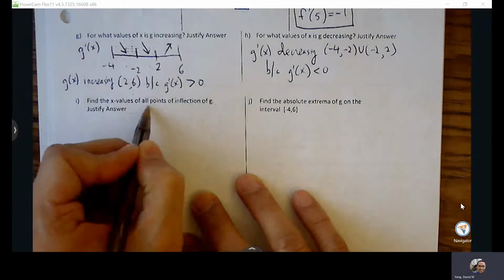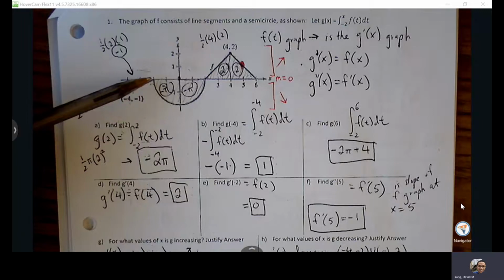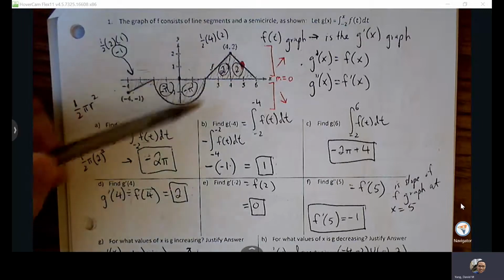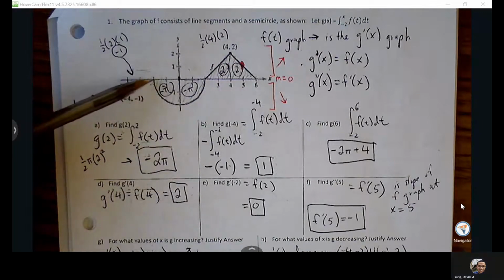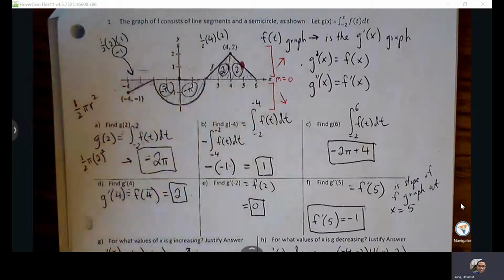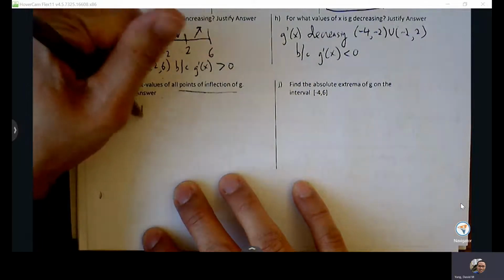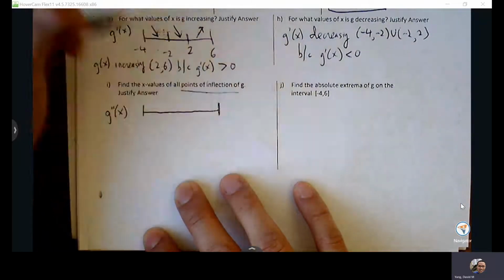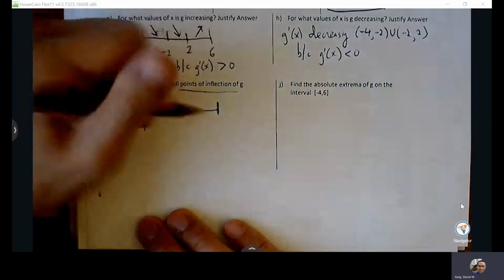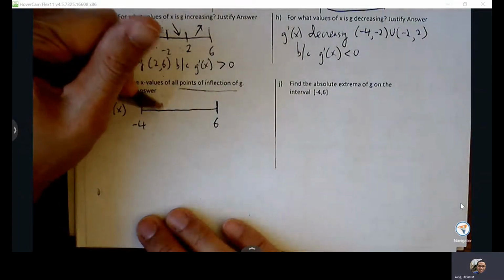Okay, find the x values of all points of inflection. So we know that if we're looking at the derivative graph, the points of inflection are going to come from the peaks and valleys of the derivative graph, right? So -2, 0, and 4. I'll just create a second derivative sign line just so I can see everything in front of me, so we can have extra practice as to how to fill out a second derivative sign line from a derivative graph.